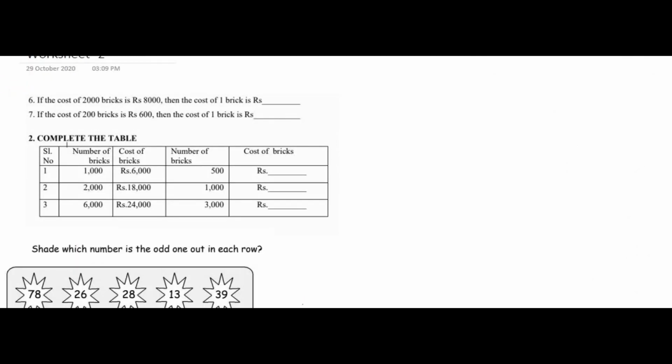So in today's class, the next question is, if 2000 bricks cost 8000, then what is the cost of one brick? So 8000 divided by 2000. So these 3 zeros and 3 zeros will be removed. In the 2 table, when you get 8, 2 4s are 8. So the one brick cost is 4 rupees. Now in the same way, 200 bricks cost 600 rupees. And what is the cost of one brick? 200 3s are 600. So that is the reason one brick costs 3 rupees.